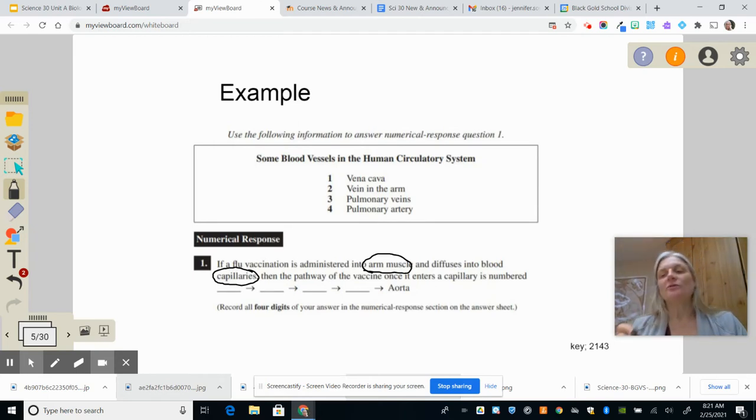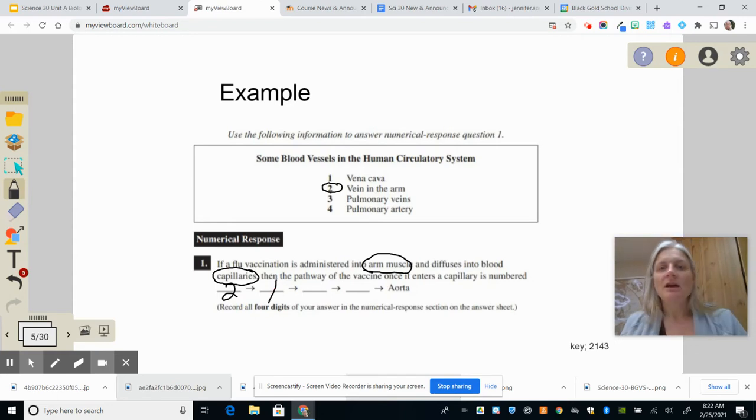Okay, down below. So if you're in a capillary in your arm, that blood is picking up anything like this vaccine and giving off oxygen to all your cells and taking carbon dioxide, right? So from the capillary, the blood with the vaccine in it is going to move into venules, then veins, and then it's making its way through the main vein, the vena cava, into your heart.